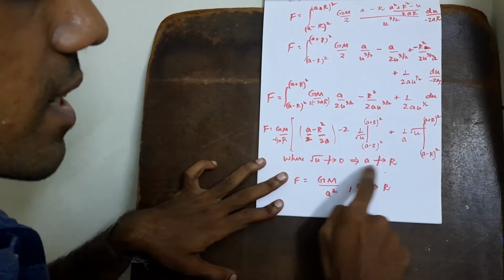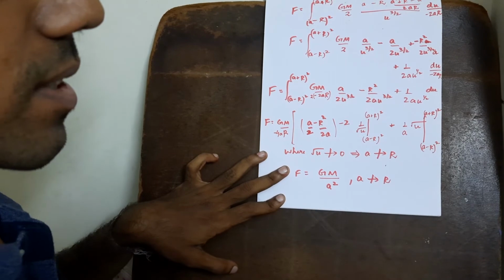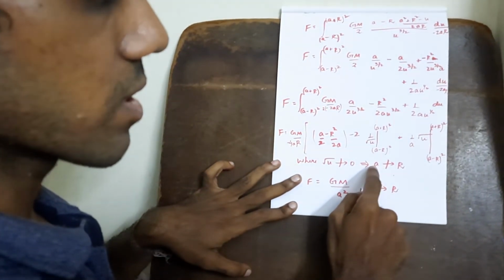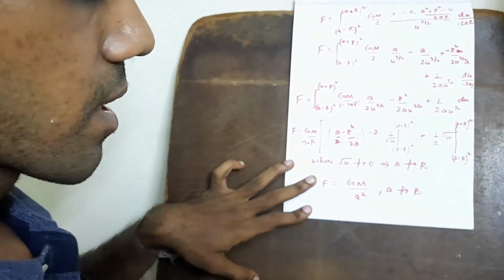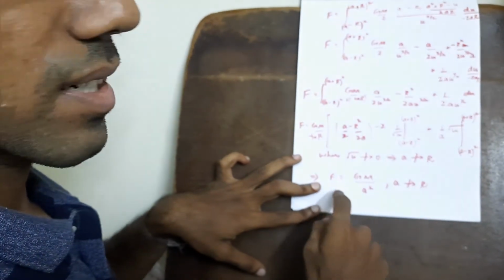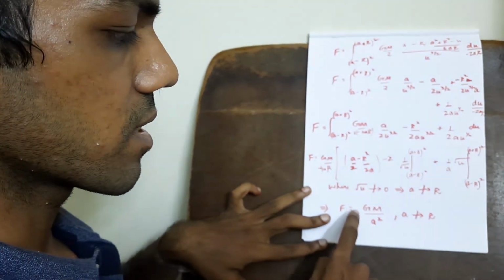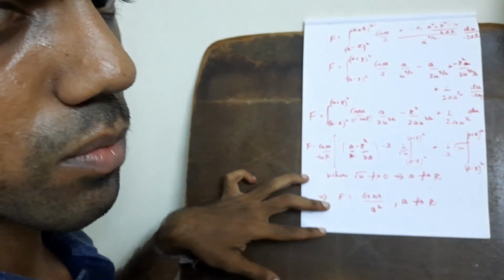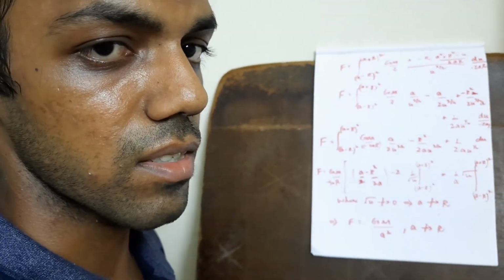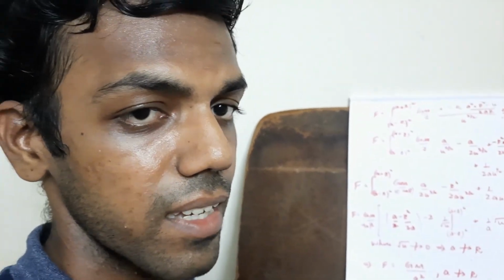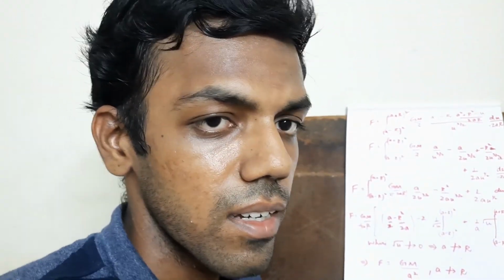So we should include the condition a should not tend to r, that is, the distance of the point unit mass from the center of the earth should not tend to the radius of the earth or the radius of the sphere. So ultimately we get the force acting on the unit mass, that is the acceleration due to gravity, equal to GM by a square, where a should not tend to r, that is the point mass should not touch the surface of the solid sphere, where the force could be very high, that could be infinite.